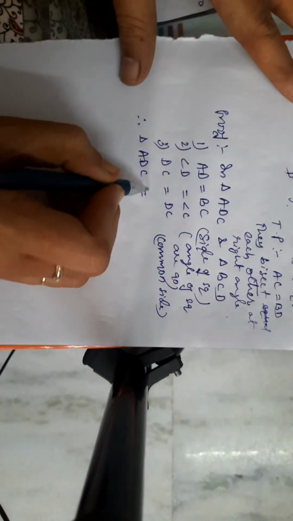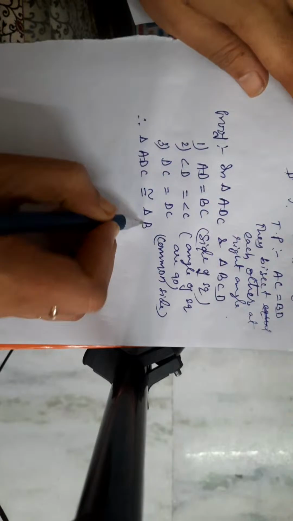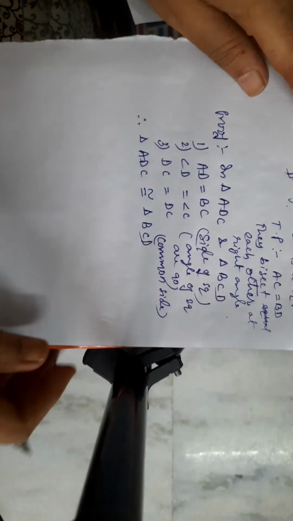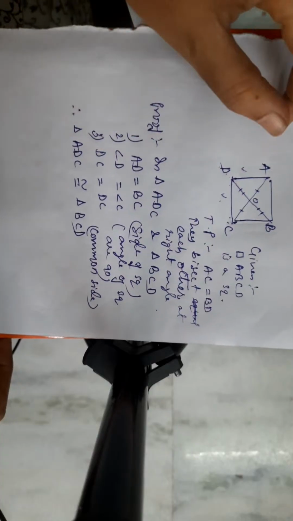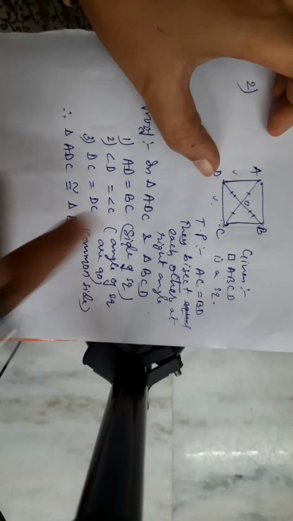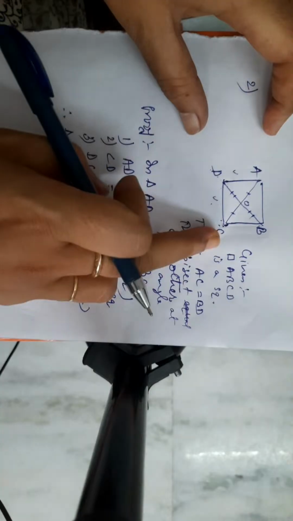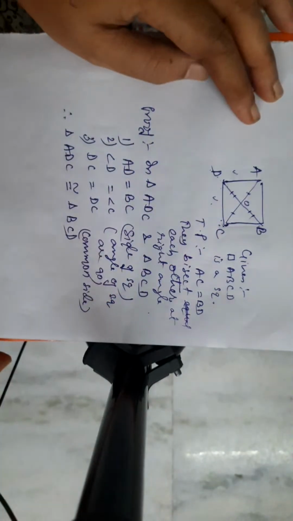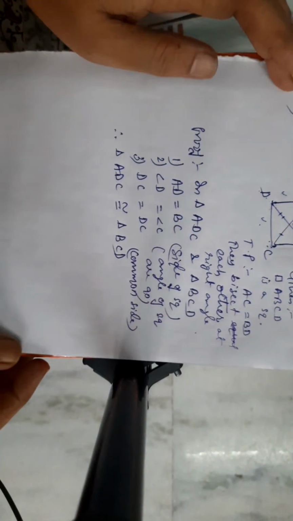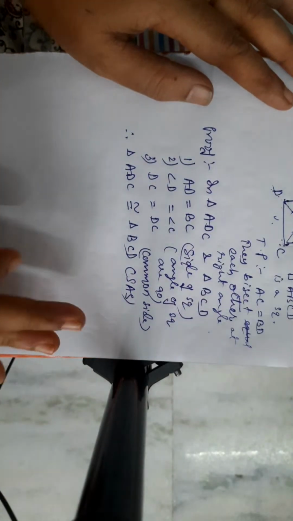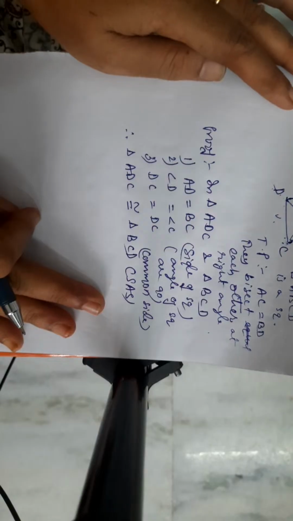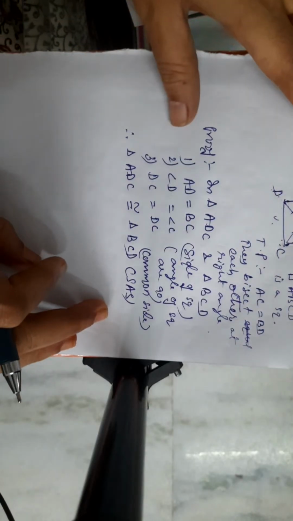So triangle ADC is congruent to triangle BCD. By which property? Side, angle, side. Here we took this side, then this angle, and one more side. So we make them equal by the side, angle, side property. This is SAS. Once the triangles are congruent, their corresponding parts will be equal.